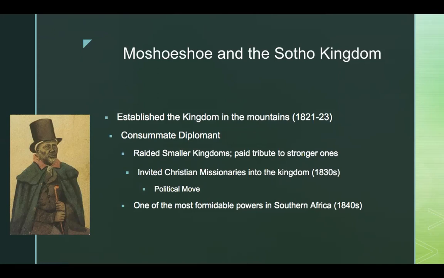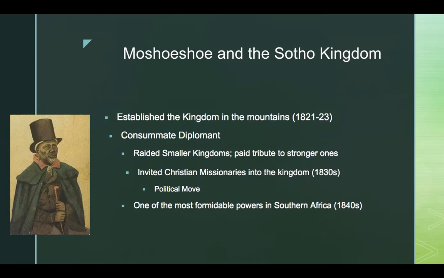since he had fled. And he also would send cattle to the Ngwane people, which was the other major group that had been in competition with the Zulu early on. He even invited Christian missionaries into the kingdom in the 1830s, which was not necessarily because of his faith. It was because he wanted the backing of the Europeans who had guns and horses, which he was able to incorporate into his kingdom, such that by the 1840s, he had one of the most formidable kingdoms.